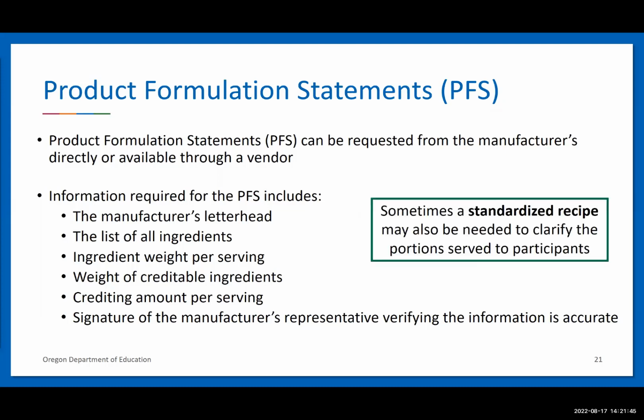Sometimes this is not entirely clear, and an additional standardized recipe must be on file to show what was served to all participants. For example, you might have a PFS that states that the turkey ham that you served in your deli sandwich credits for 2 ounces of meat per 6 slices. So how many slices did you put in your deli sandwich? That part will need to be documented on a separate standardized recipe.